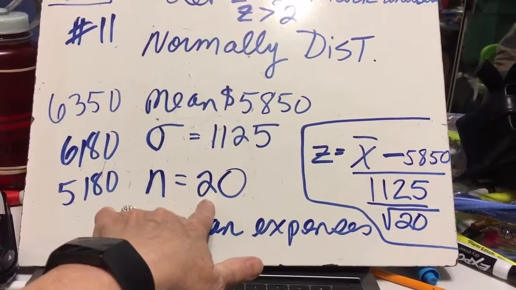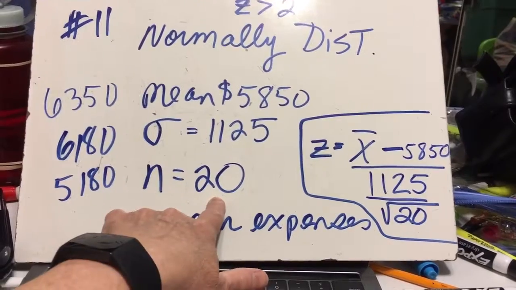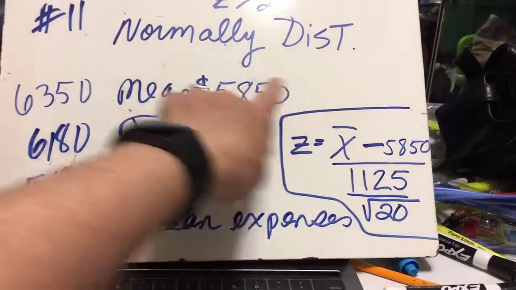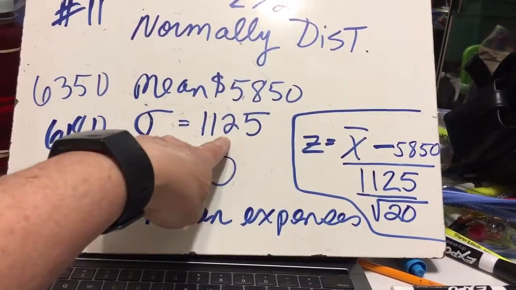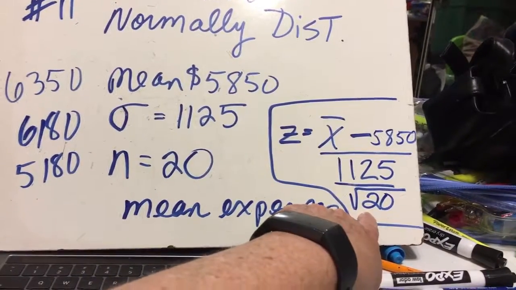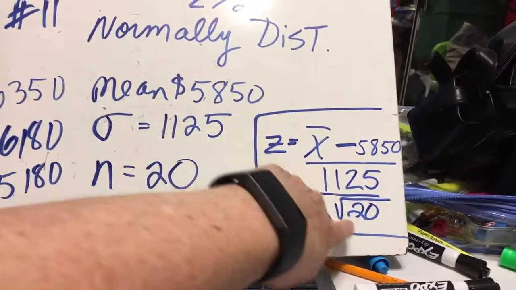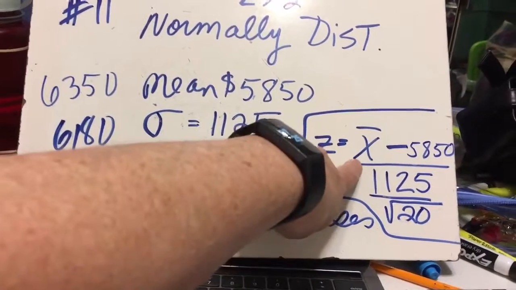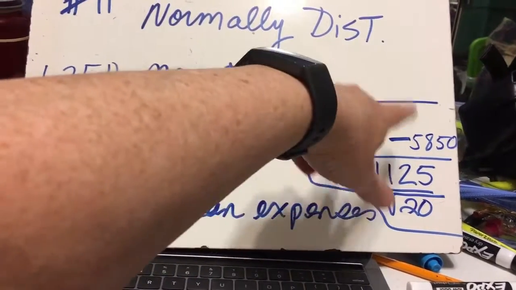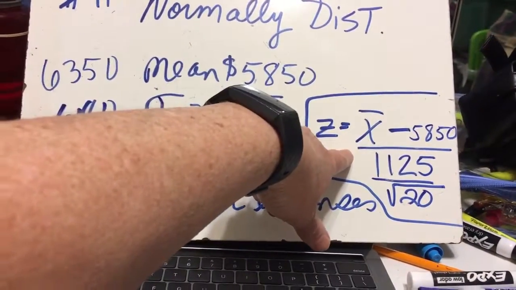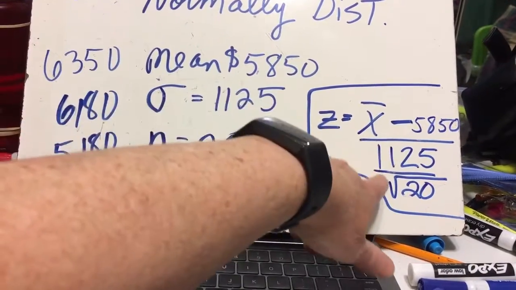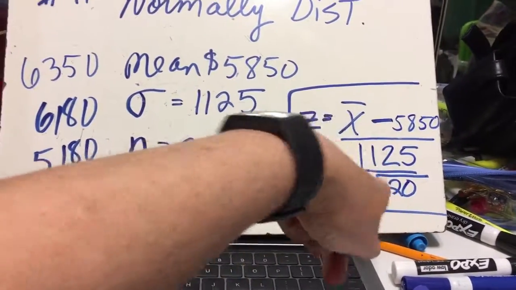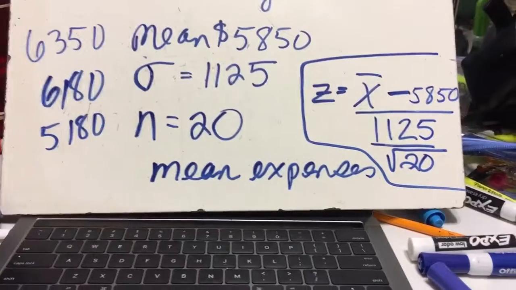Since we're taking the distribution of the sampling means, our z-score is going to be x bar minus the mean of the population, divided by the sigma of the population divided by the square root of 20. Remember, this right here is the standard error of the mean. So it's our basic z-score, but instead of our regular random variable x, we're going to use x bar, and that's going to be one of these. And then instead of our standard deviation down here, we're going to use the standard error of the mean.